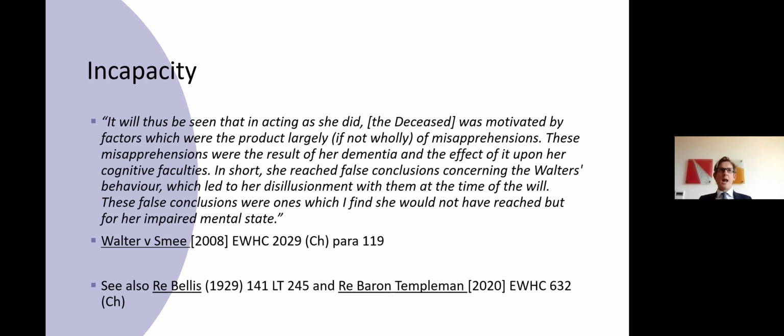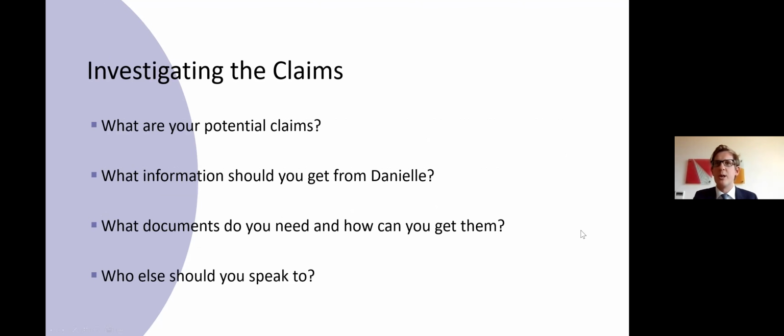In relation to the incapacity claim, we need a lot more information. We need some medical records. We need a record of the will instruction. Your first task, having been instructed by Danielle, should be answering these types of questions.